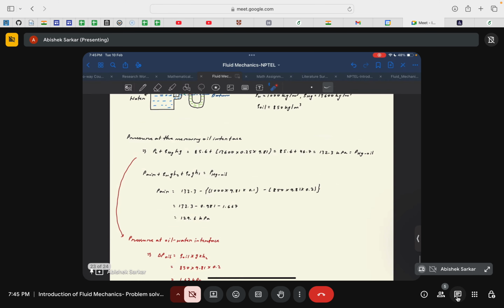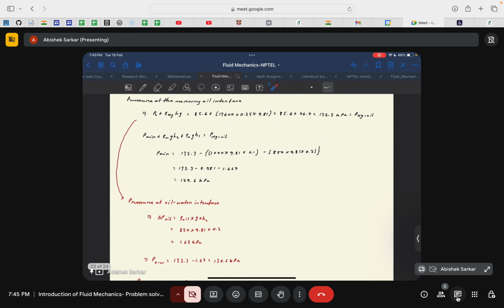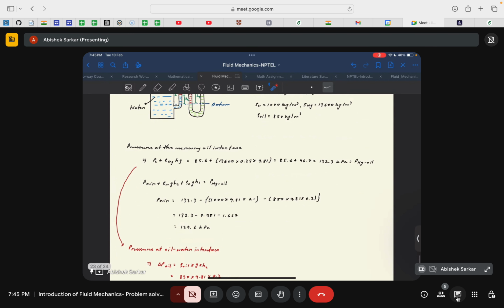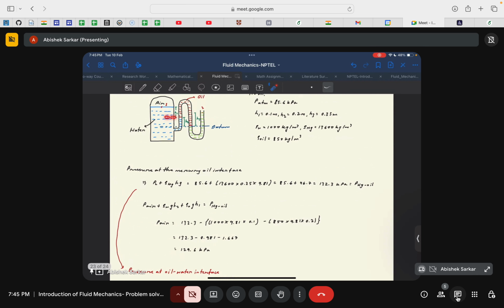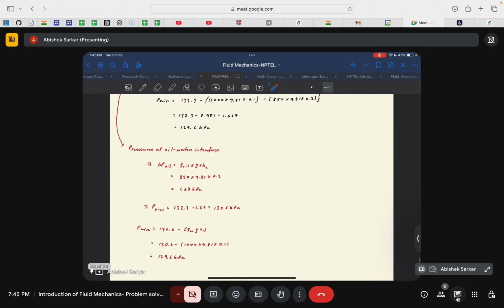So the pressure because of the oil column at height H2 is given by rho oil times g times H2, or 850 times 9.81 times 0.2, because H2 is 0.2. You get delta P oil as 1.67 kilopascal. So the pressure at this interface, the oil and water interface, will be the pressure at this point, that was 132.3 kilopascal, minus the pressure by the column of oil. So from that you get P at the oil and water interface to be 132.3 minus 1.67, or 130.6 kilopascal.